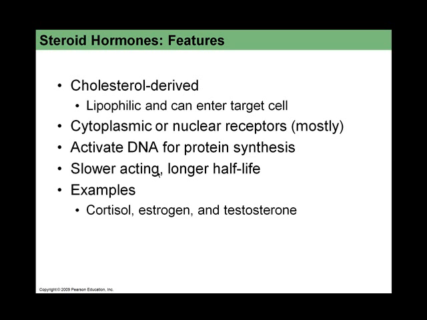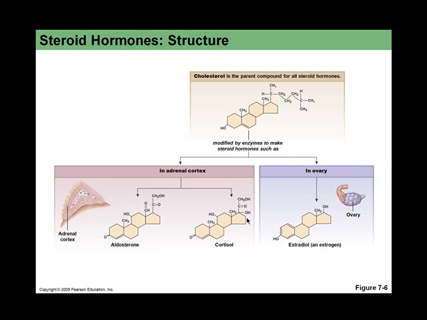Anyway, the slower acting, longer half-life of these steroid hormones was mentioned on a prior table, and the examples as well: cortisol, estrogen, and testosterone. The steroid hormone structures are considered in this slide. So here we see the cholesterol. It's the parent compound. So enzymes will modify it to produce, in the adrenal cortex, aldosterone and cortisol, and in the ovary, estradiol, which is an estrogen.